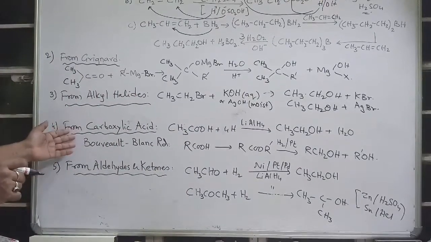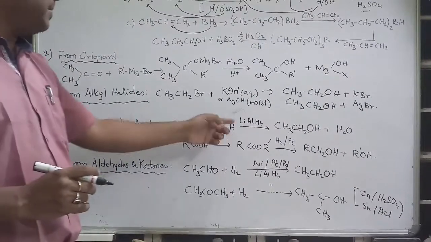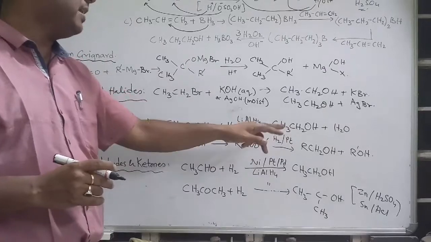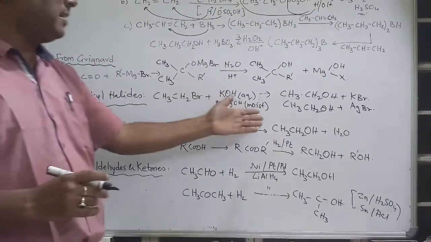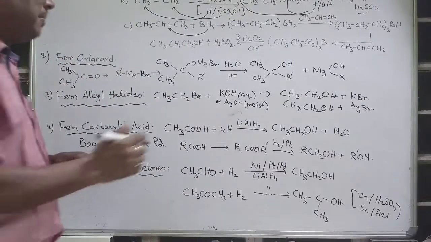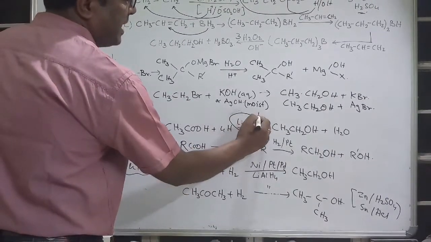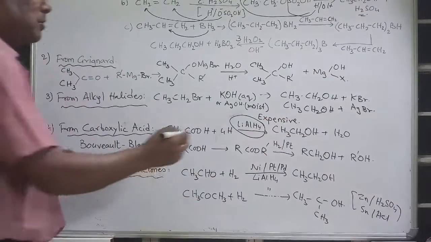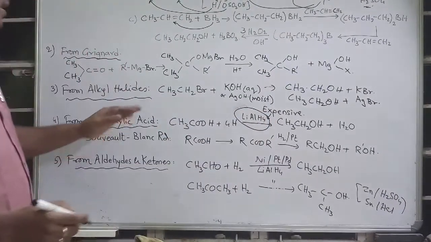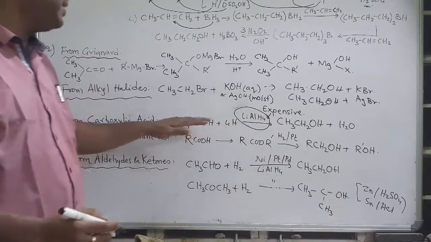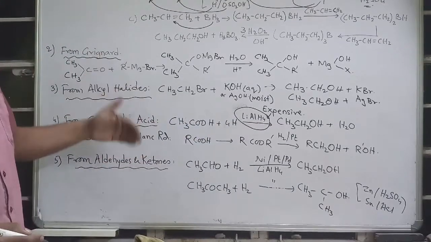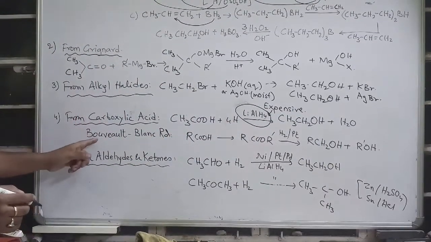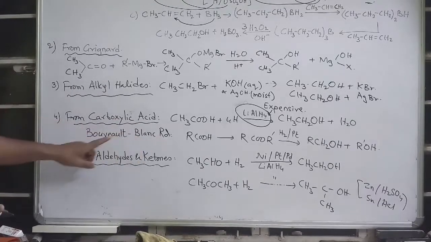From the carboxylic acid, in the presence of lithium aluminum hydride, we can get ethyl alcohol. This is also very interesting, that we get ethyl alcohol with around 98% purity, but the main problem is this lithium aluminum hydride is very expensive, so we try to avoid lithium aluminum hydride. And you know, this lithium aluminum hydride can directly, without going through the aldehydes, turn the acid into alcohol. There is another process called Bouveault-Blanc reduction.